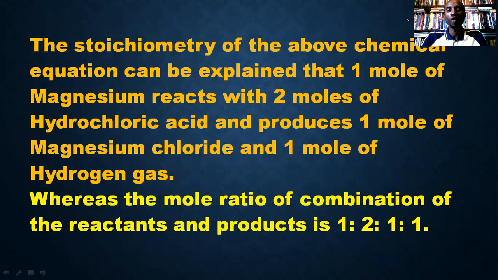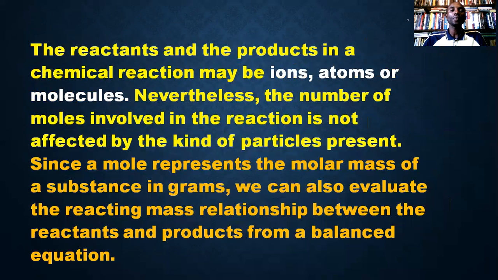Whereas the mole ratio of the combination of the reactant and product is 1:2:1:1. I've said it before, just putting it in the mole ratios gives you the mole ratios. Okay. The reactants and the products in the chemical reactions may be ions. They may be atoms or they may be molecules.